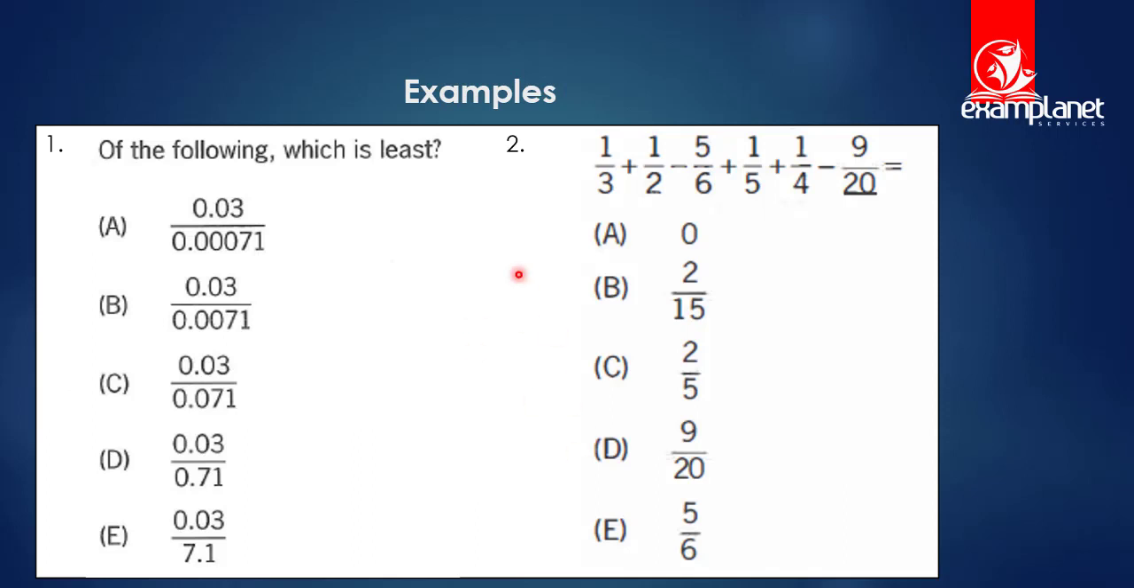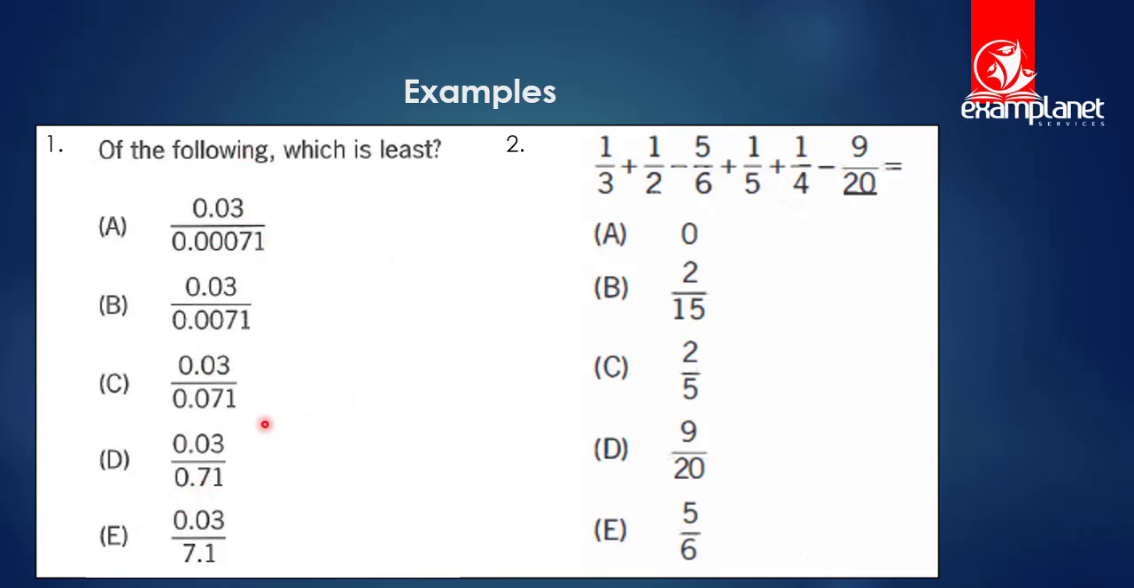Okay, now let's look at these examples just to wrap up the class quickly. Example 1 says, of the following, which is least? If you check these options you have, 0.03 over 0.00071, 0.03 over 0.0071, 0.03 over 0.071, 0.03 over 0.71, 0.03 over 7.1. Now you see that all these fractions have the same numerator. This is a real exam question, so try to understand what I'm saying here.